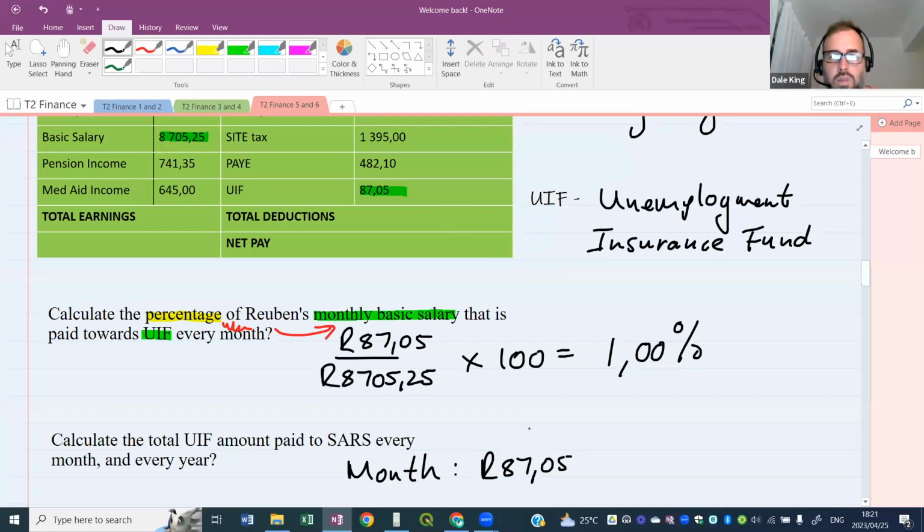What will the calculation be if you want to work out for the whole year how much money you pay to UIF? Quick calculation and then pop your answers into chat. Shouldn't take you long. The total UIF amount paid to SARS every year. I've got the monthly value. It comes from the pay slip. I want you to work out the annual amount, for the whole year. Oh, it's not that bad. All right, you've got the monthly amount there on the pay slip. I just want to know how much this person is going to pay for the whole year.